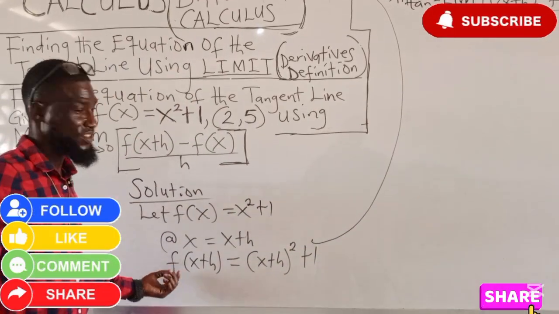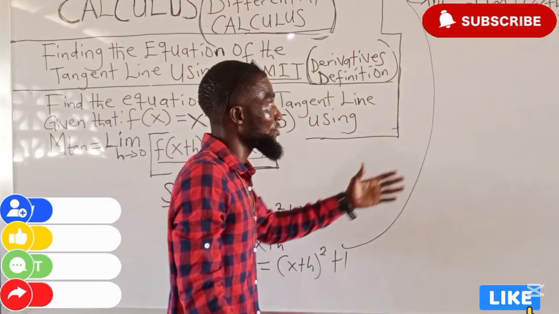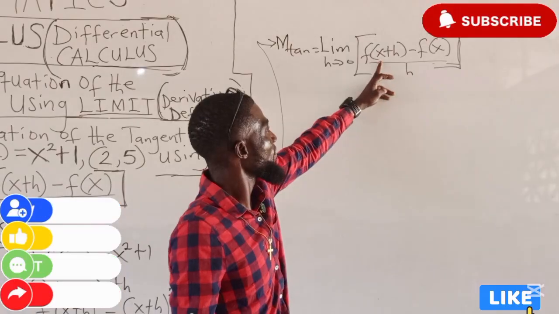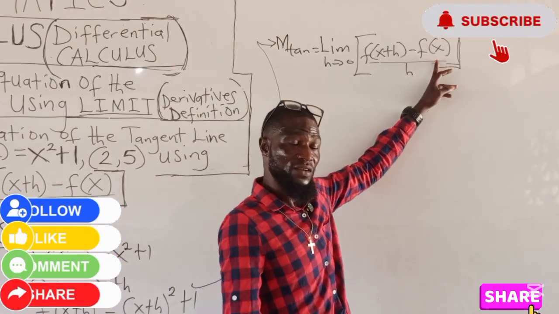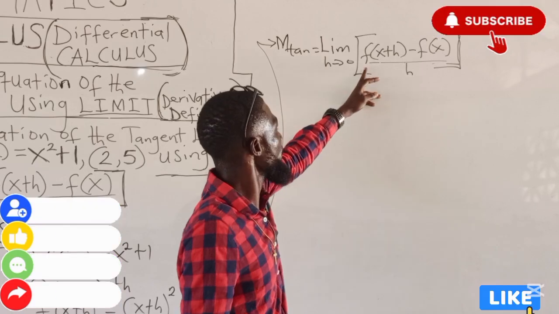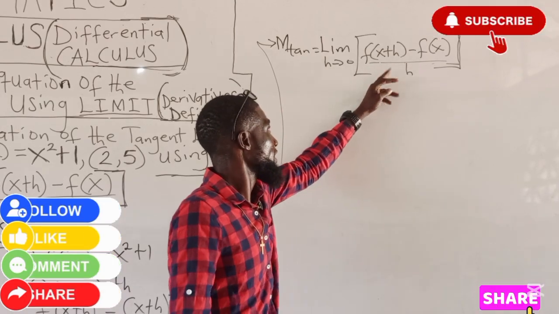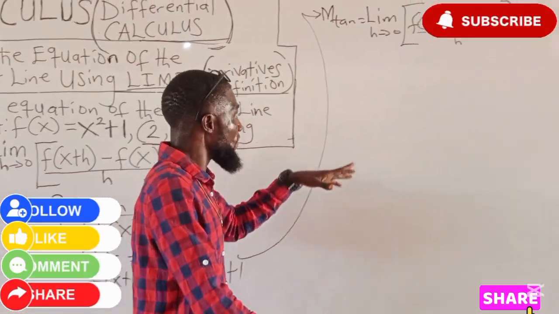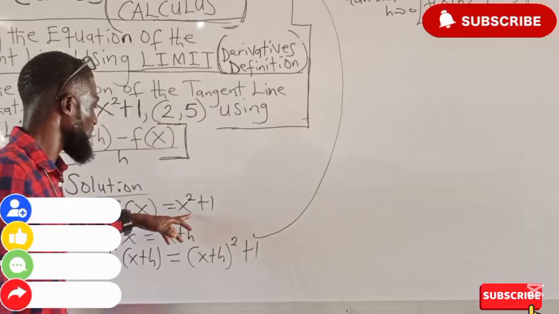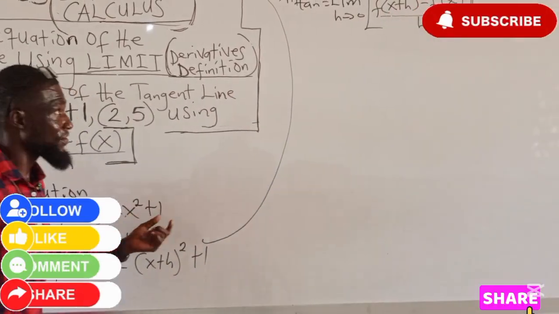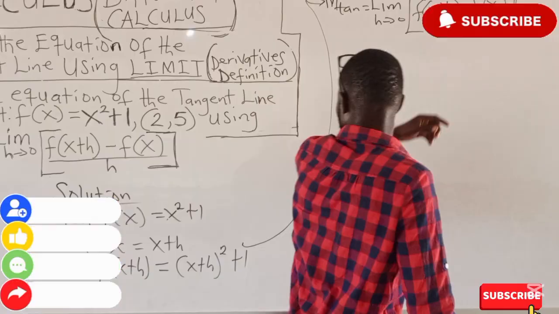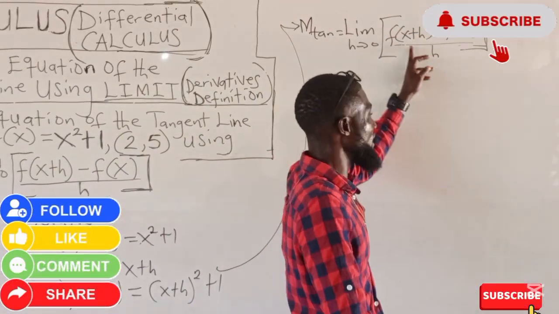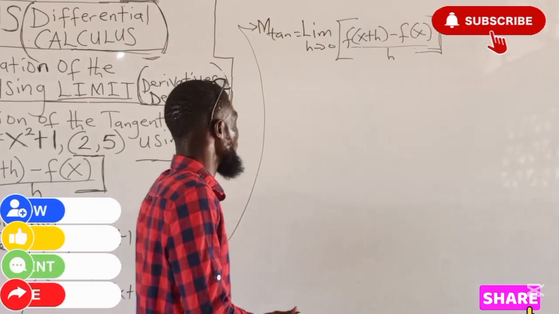We already have our information here, so we'll be taking this information and placing it here in order to solve our mathematical problem. Remember, we have the value for this one, and we also have the value for this one. And the value for f(x + h) is this. And the value for f of x is just equal to x squared plus 1. So we take the values and place them there to solve our problem.